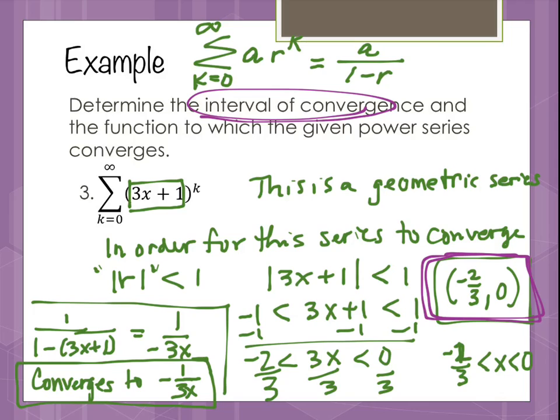And then it converges to, that's this part over here, the function the power series converges to. We used the fact that this was a geometric series, a over 1 minus r, to find that this converged to negative 1 over 3x. Any questions on that? All right.